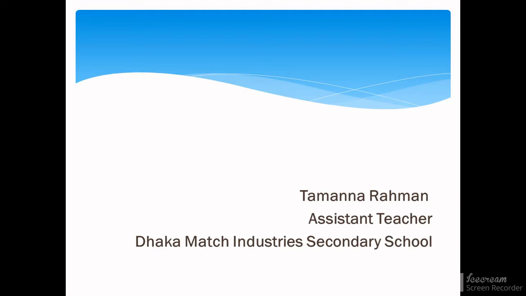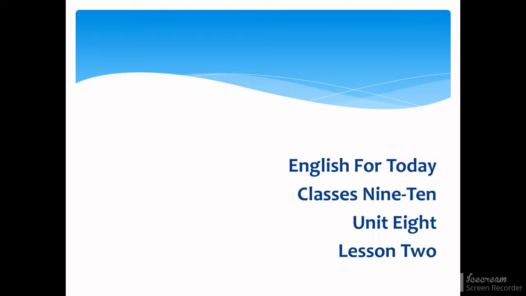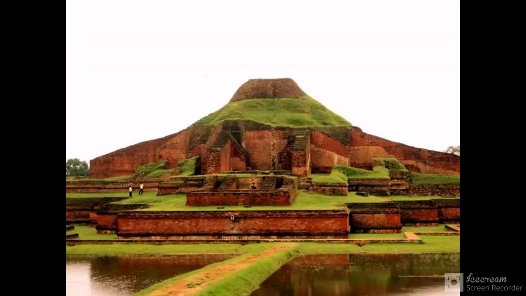Today, we are going to start a new chapter from the book English for Today, classes 9-10, Unit 8, Lesson 2. But before starting the lesson, I want to show you a picture. Do we all know about the picture? No? So let's start reading the text where we may know about this picture.